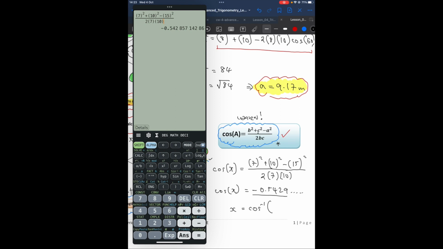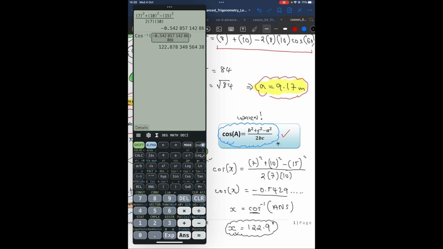Now, instead of having to rewrite this value again into the calculator, there's a button at the bottom of your calculator, the A and S button, which I'll show you how to use in a second. So if I press Shift, cos, and then I press answer and close bracket, I get a value of 122.878 degrees. So x, the angle that I want, is going to be 122.9 degrees to 1 decimal place.